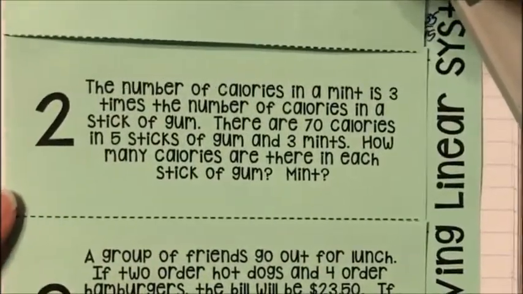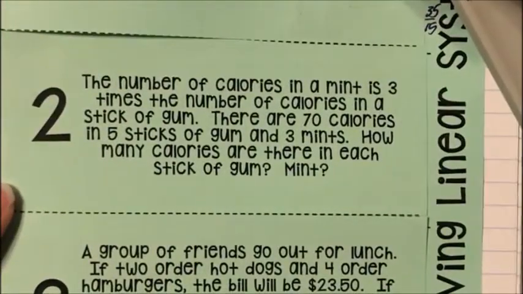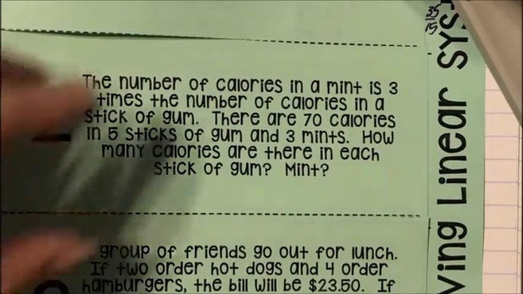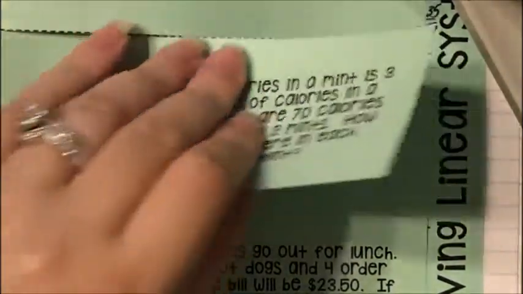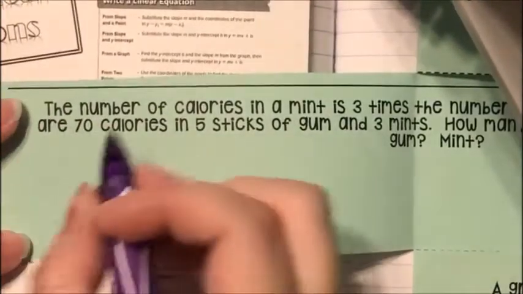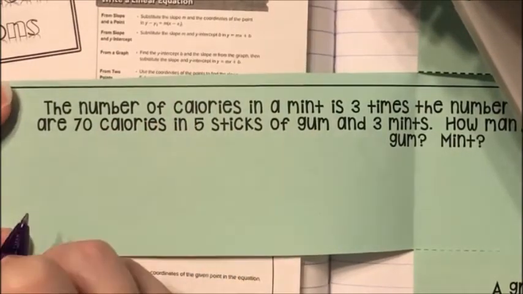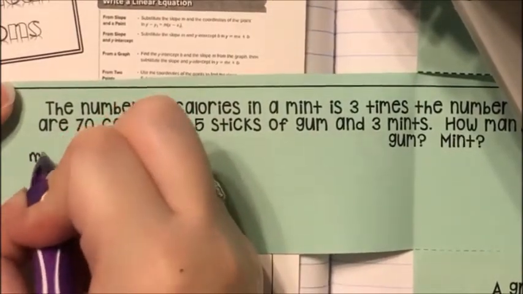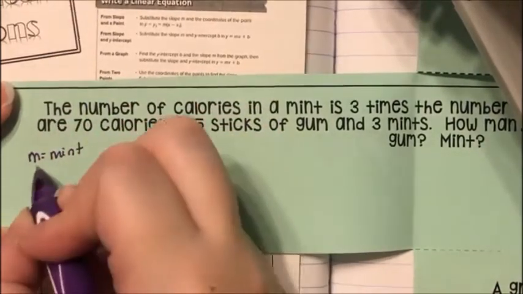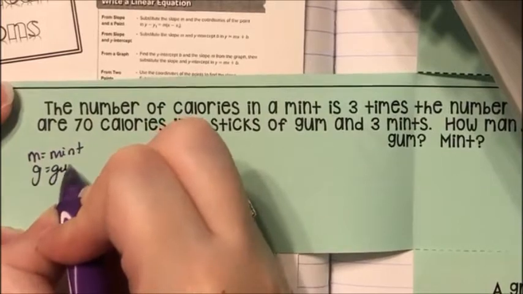Number 2 says the number of calories in a mint is 3 times the number of calories in a stick of gum. There are 70 calories in 5 sticks of gum and 3 mints. How many calories are there in each stick of gum and mint? Okay, so I'm going to take that information and come up with 2 equations. M is the calories in the mint, and G is the calories in the gum.